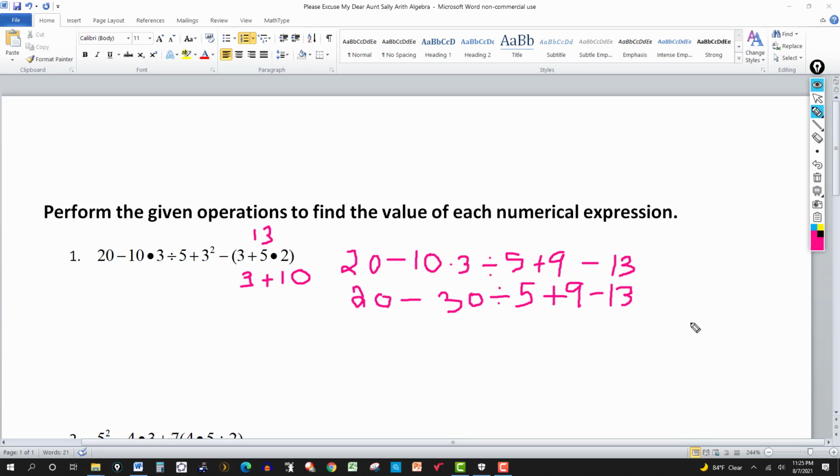Now, we start out with this problem. Again, from left to right, we do the same thing. So 20, subtract 30. We don't do that operation because subtraction doesn't come first. Multiplication and division take preference over subtraction. So here, I leave this as 20 minus, and then 30 divided by 5. We can do this operation here: 30 divided by 5 is 6. So this becomes 20 minus 6 plus 9 minus 13.